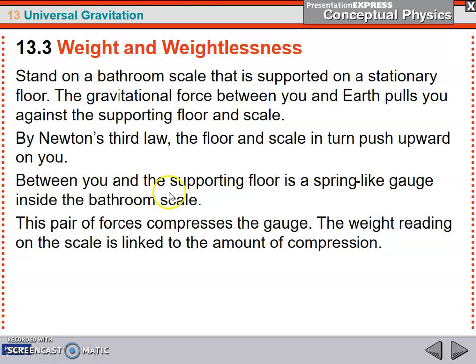Next sentence. Between you and the supporting floor is a spring-like gauge inside the bathroom scale. So there's a spring and it's attached to a gauge. This pair of forces compresses the gauge, the force of you pulling against the Earth and the Earth pushing against you. And the weight reading on the scale is linked to the amount of compression. That's how scales work.